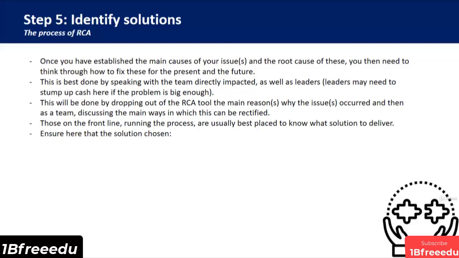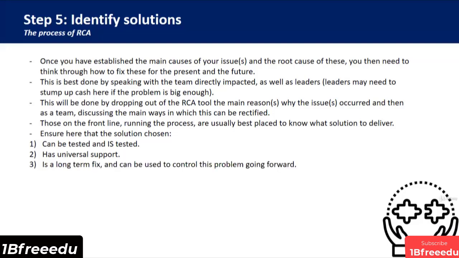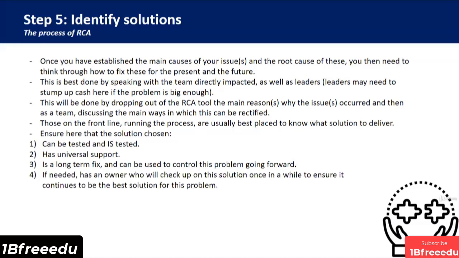So here, you need to ensure that the chosen solution, firstly, can be tested, and is tested. Secondly, it has universal support. So everyone in the room, in the brainstorming session, including leaders, they're all on board with this. Thirdly, it's a long-term fix, and it can be used to control this problem going forward. And fourthly, if needed, it has an owner who will check up on this solution once in a while to ensure it continues to be the best solution for this problem.